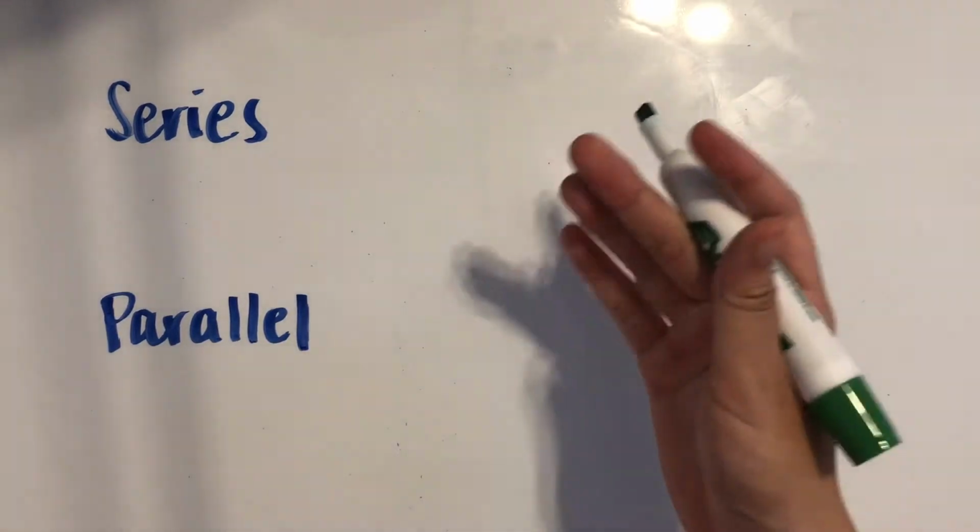So when we look at circuits, we can give names to the alignments of certain components, but for today we're just going to be looking at the resistors. So we have series and parallel. What do these look like?